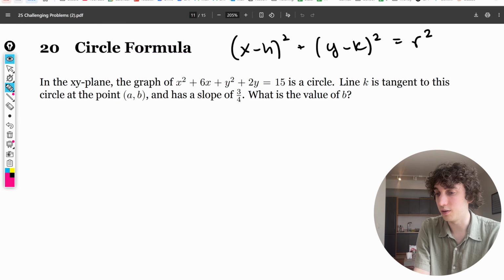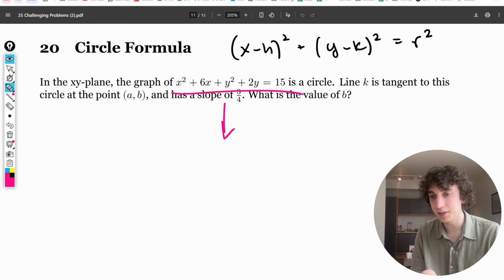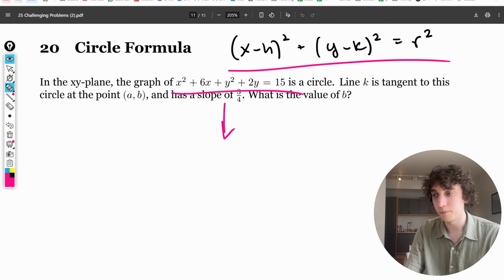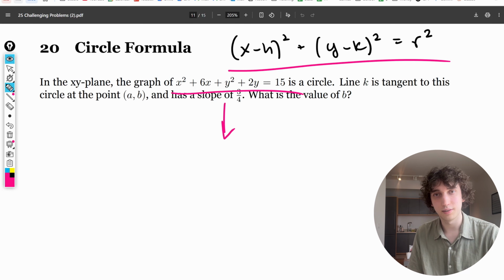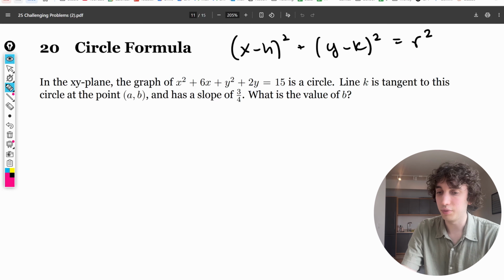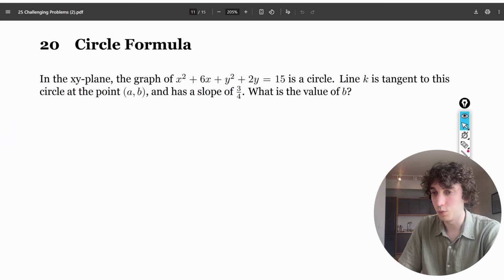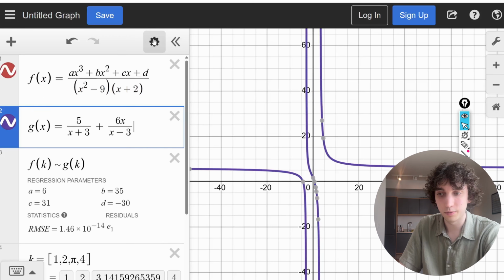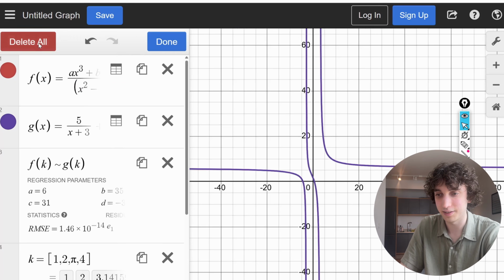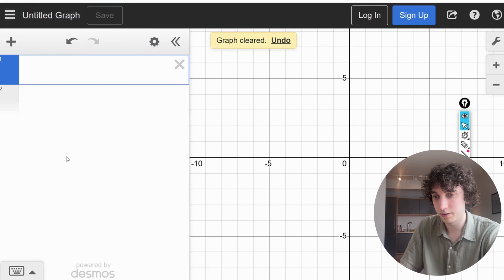The way the SAT might want you to solve this is they would want you to complete the square and rewrite this into HK form so that you can easily identify what the radius is and what the center is. However, we can completely get around that in Desmos. So what we're going to do is we're going to take this equation. Well, we're going to clear Desmos, so you can go to settings, delete all. It's the fastest way to clear your sidebar.